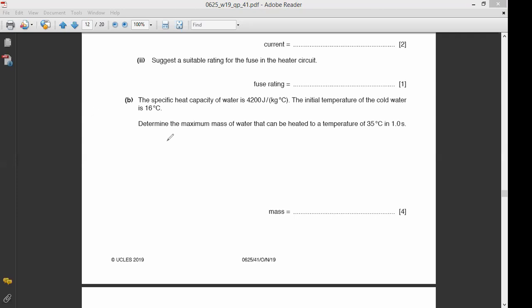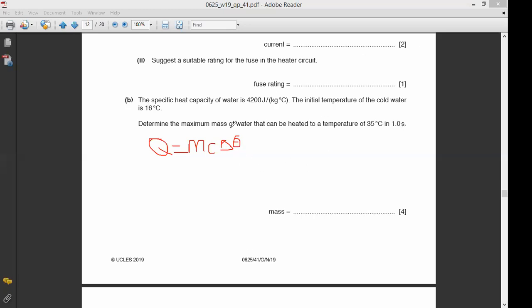What is the formula for specific heat capacity? That's Q equals MC delta theta. Okay, we are looking for... they've given us the specific heat capacity of water. The initial temperature of the cold water is 16 degrees Celsius. Determine the maximum mass that can be heated to a temperature of 35 degrees in 1 second.